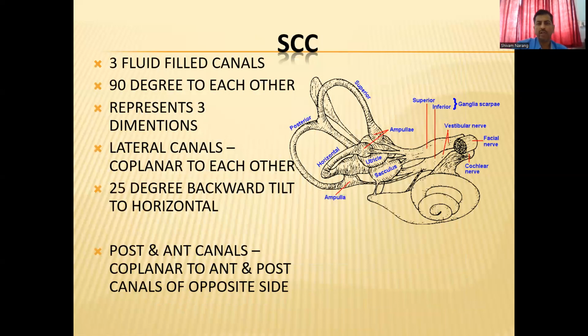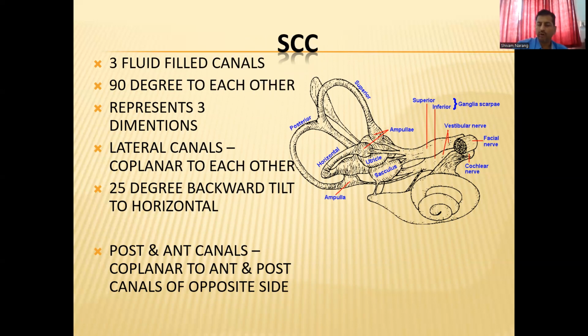So we'll discuss the semicircular canal. We all know that there are three fluid-filled canals: the superior one, the posterior one, and the horizontal. These three fluid-filled canals are approximately 90 degrees to each other, and they represent the three dimensions. They judge the angular movement of the head.